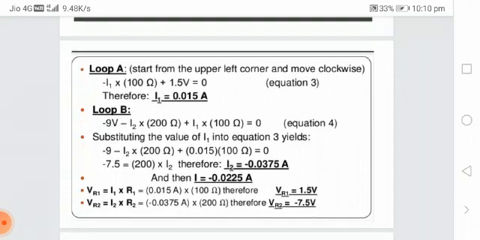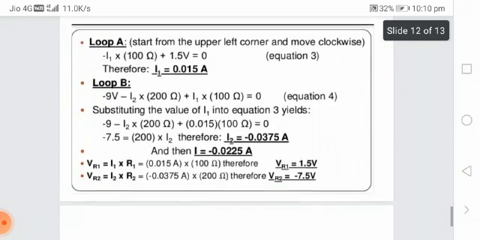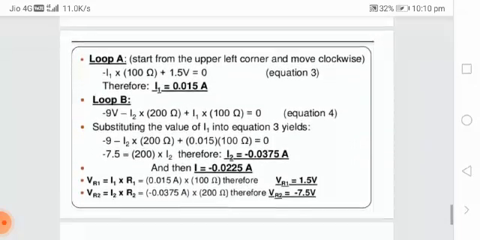After finding I1 and I2, we can get VR1 equal to I1 into R1 and VR2 equal to I2 into R2. So we will get the voltage across loop A and the voltage across loop B as 1.5 and minus 7.5. This is one sample problem of Kirchhoff's voltage law.